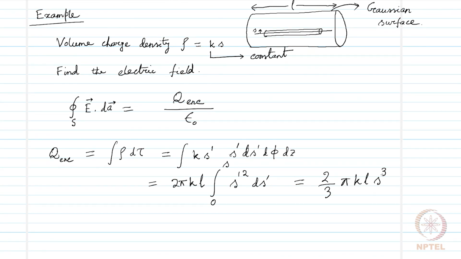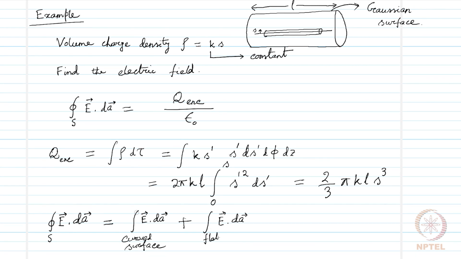Now, if we consider the integral of the electric field over a closed surface, this integral will be over the Gaussian surface. So, we can divide this integral into two parts: integration over E dot dA on the curved surface of the cylinder, plus integral over E dot dA on the flat surfaces of the cylinder.